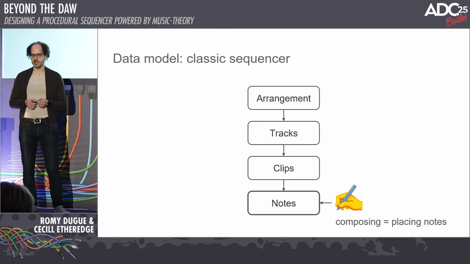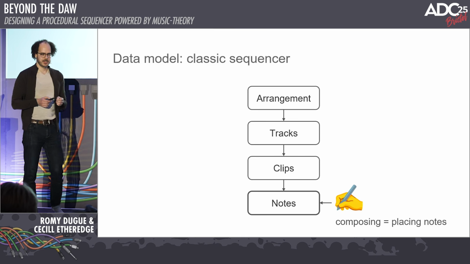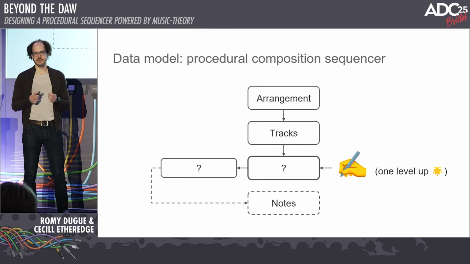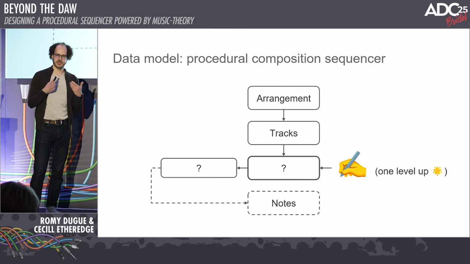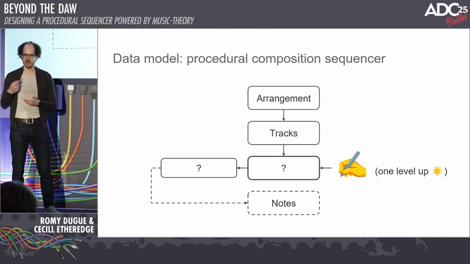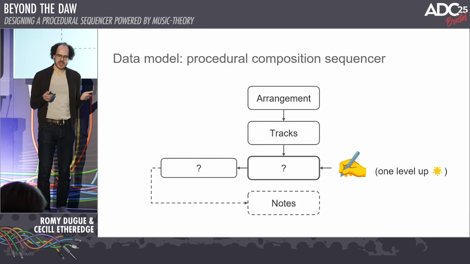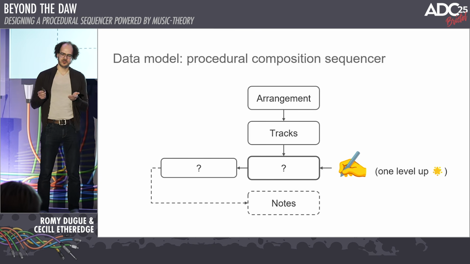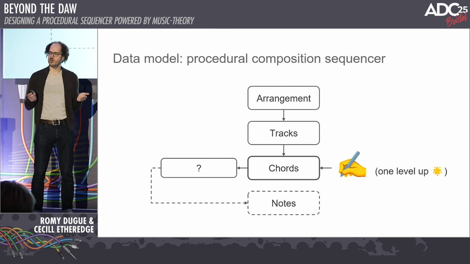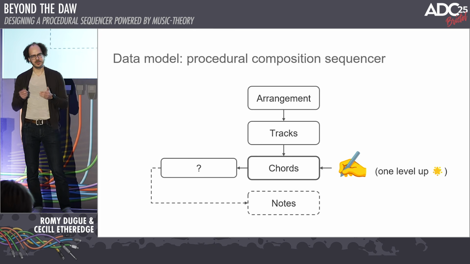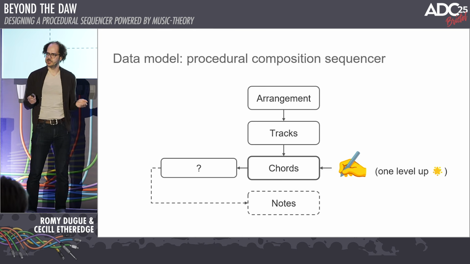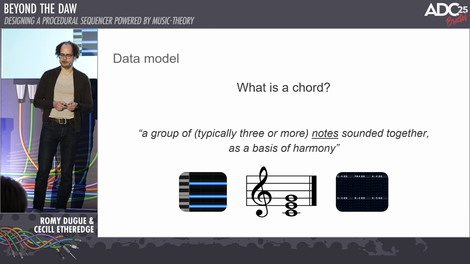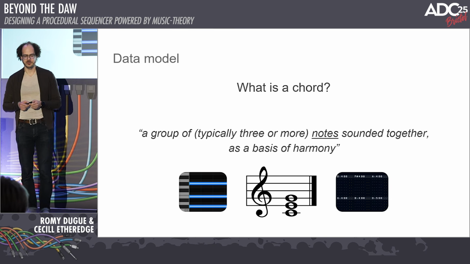So what does that mean? Okay, so instead of placing nodes, we level up. We take away the direct control over nodes and we place something else, something that contains a little bit more harmony, musical information. Well, what's the next thing, the next layer of abstraction above nodes? That will be a chord. And if we let the user place chords instead of nodes and have some kind of system that then generates our nodes, which of course we need in the end, then we have the beginnings of a procedural sequencer.